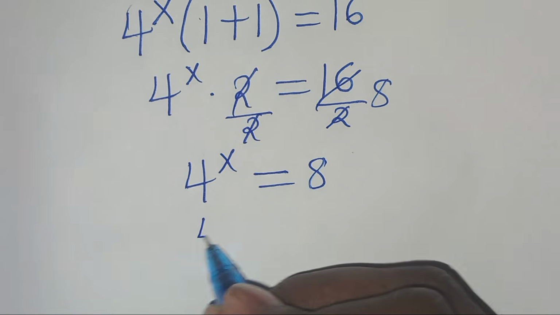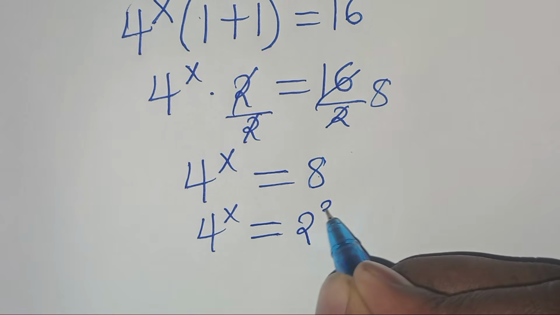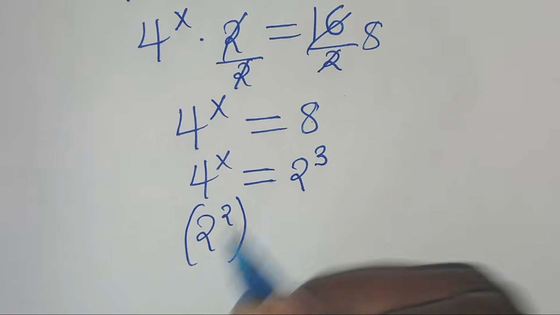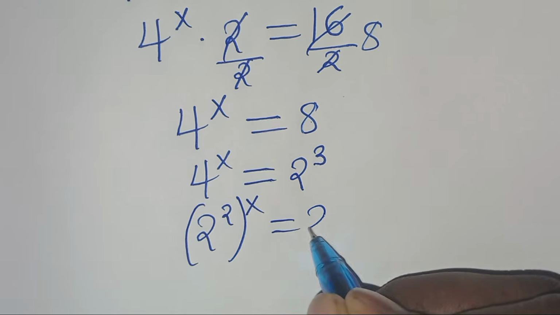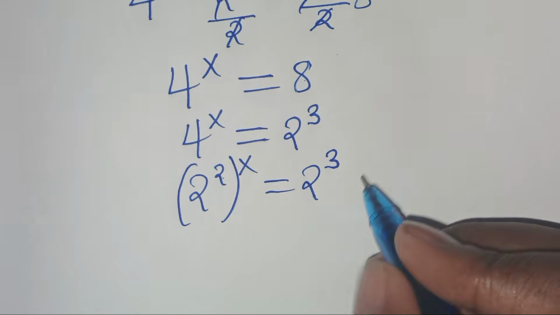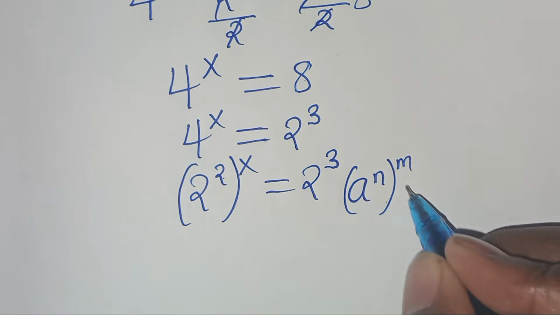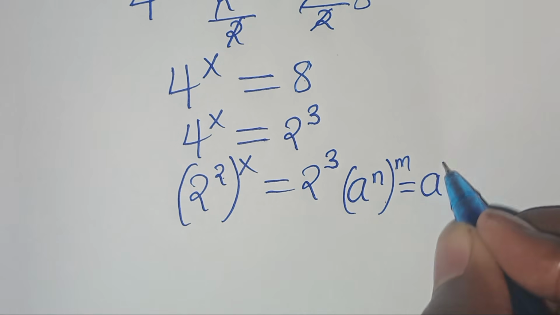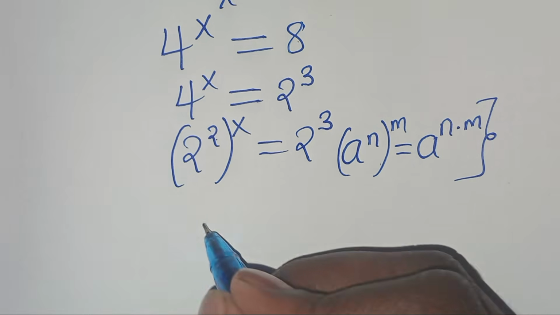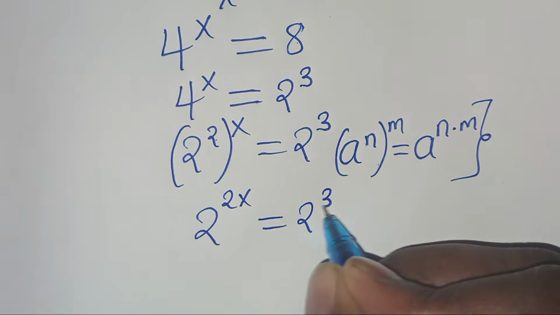So 4 to the power of x is equal to 8, which is 2 to the power of 3. And 4 is 2 to the power of 2, so 2 to the power of 2, to the power of x, is equal to 2 to the power of 3. 2 to the power of 2 to the power of x is in the form of a to the power of n raised to the power of m, which can be expressed as a to the power of n times m. Applying this exponent property, we have 2 to the power of 2x equal to 2 to the power of 3.